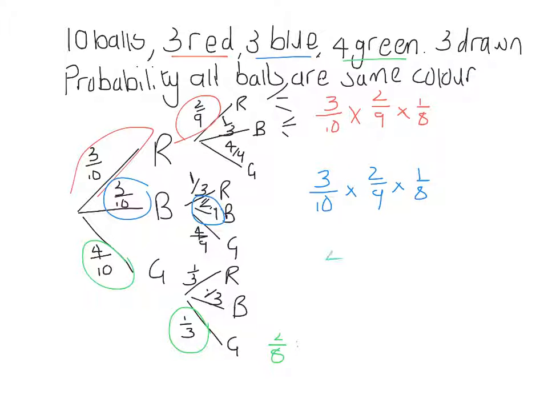So let's calculate that: 4/10, and a third times a quarter. So what you need to do now to find the probability that they're asking about here, the probability that all of them are the same color, is find the answer to each one of these in the brackets, and you will add them.